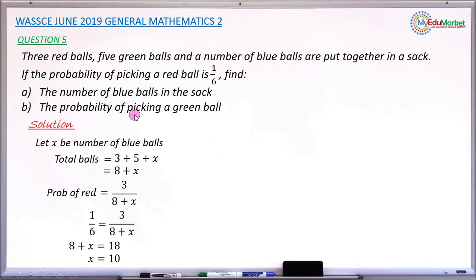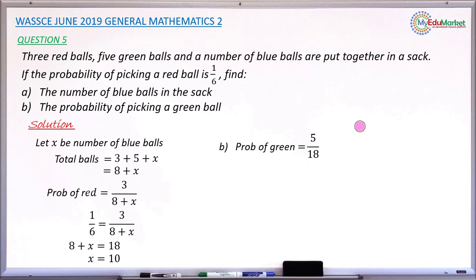Question B asks us to find the probability of selecting a green ball. The probability of selecting a green ball is going to be the number of green balls, which is given in the question as 5, divided by the total number of balls, which is given by the expression 8 plus X. But this X is now 10, so it's 8 plus 10, which gives 18. So the probability of green is 5 over 18. And for this fraction, you check if you can simplify it further. If you cannot, then we stop here. So this is the probability of selecting a green ball from this very sack. And that answered both questions.